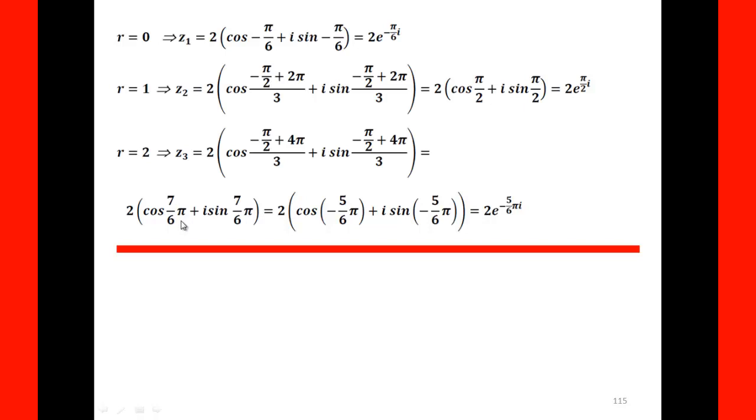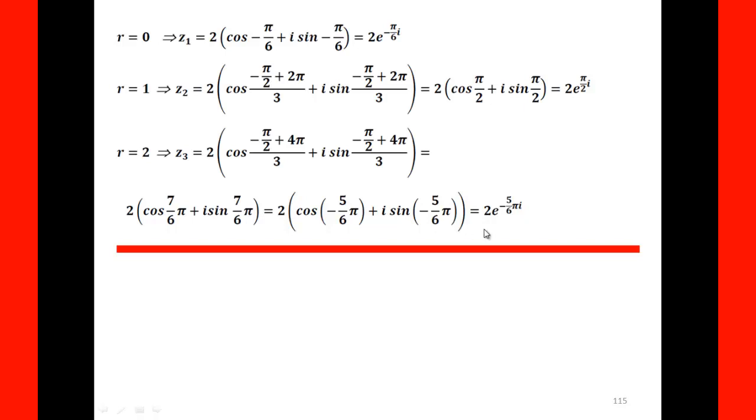7 over 6 pi is not included between negative pi and pi. It is not the principal amplitude. So to convert it to the principal amplitude, you subtract 2 pi. It will be 2 cosine negative 5 over 6 pi. So we have z3, the third root, equals 2 (cosine negative 5 over 6 pi plus i sine negative 5 over 6 pi).